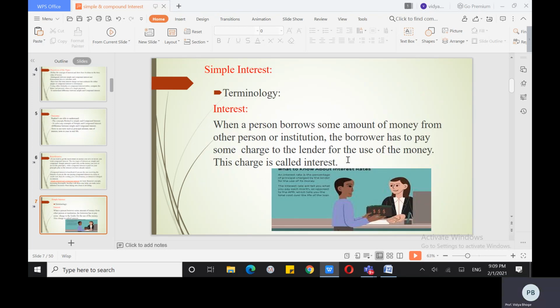Now go to today's topic, which is simple interest. Now see the definitions of simple interest and terminology related to simple interest. Firstly, see the definition of interest. Interest means what? When a person borrows some amount of money from other persons or institutions, the borrower has to pay some charge to the lender for the use of money. This charge is called interest.